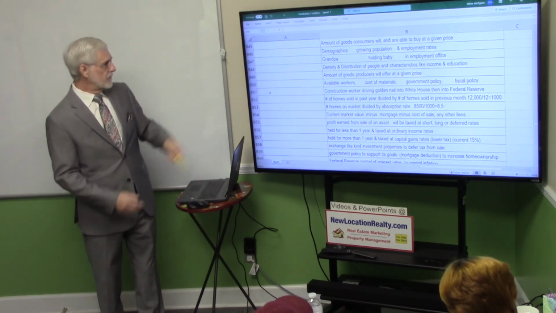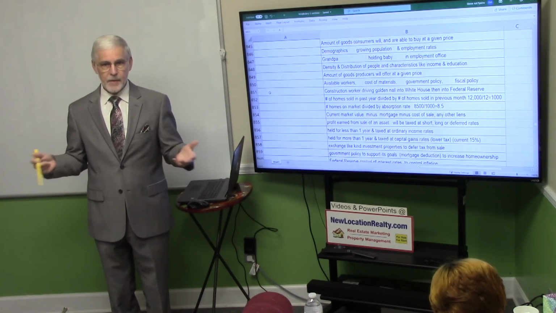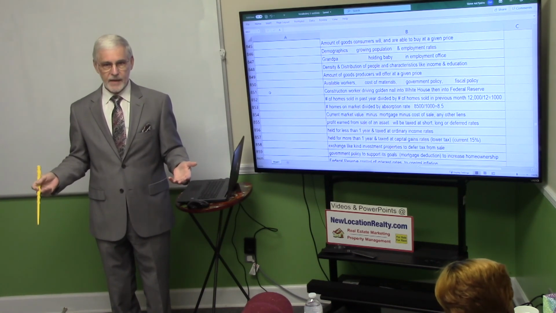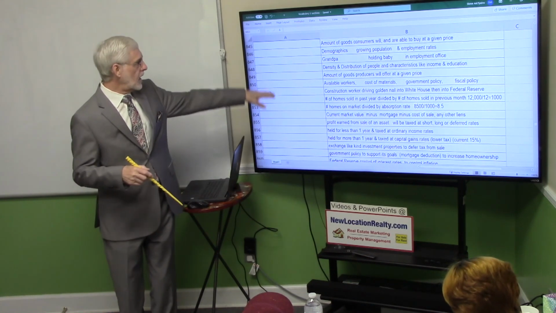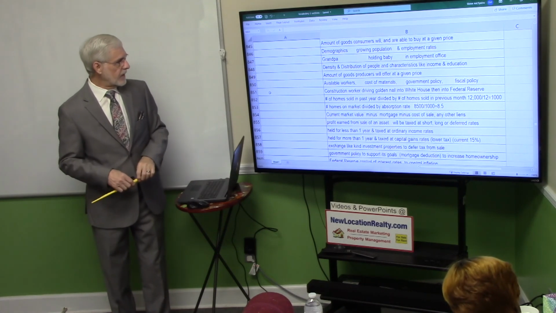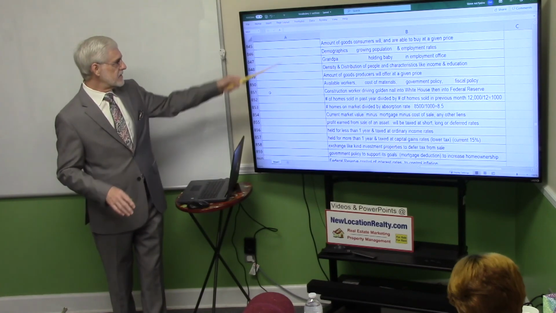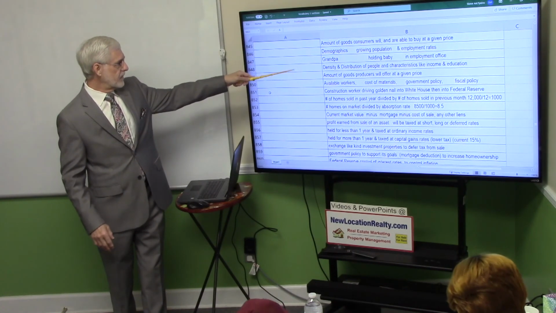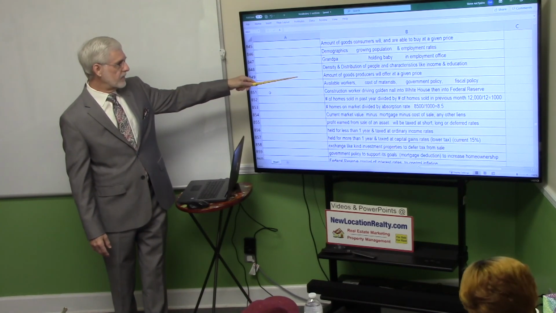So what's the answer to that one? This is the mental picture that you've got for demand. Right, demand. Okay. We had one for supply. We're going to get to supply here in a couple more lines. Okay. Density and distribution of people and characteristics like income and education. That's actually demographics.